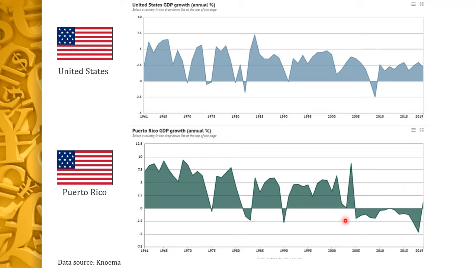So our question would be, why did Puerto Rico have such a dramatic drop in 2005 when the entire United States did not have such a huge drop? And why is Puerto Rico still basically below, although we can see right here it was going up? Well, this is a good example of where we're going to look at changes in policies.